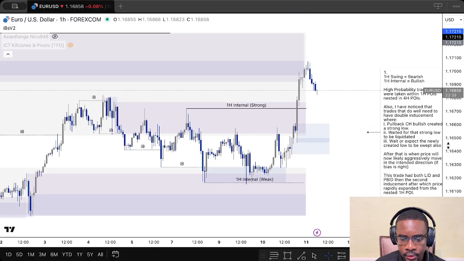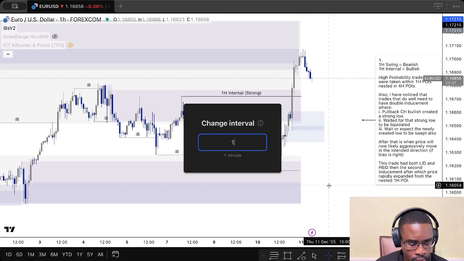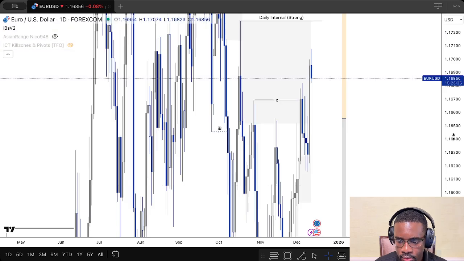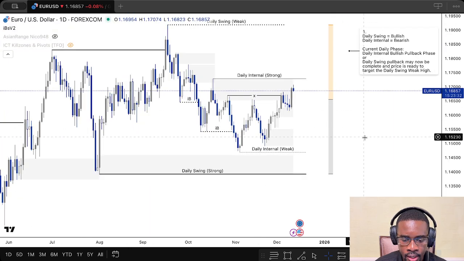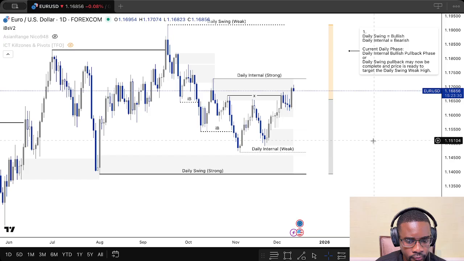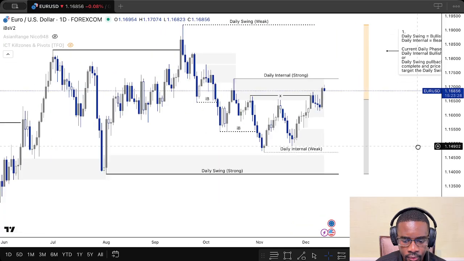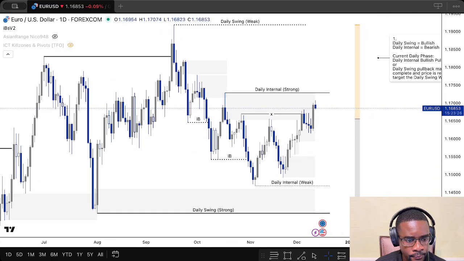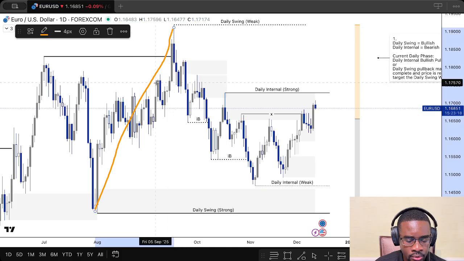Okay, so looking at today, the narrative is still the same. Nothing has changed really. So our swing structure on the daily is bullish.